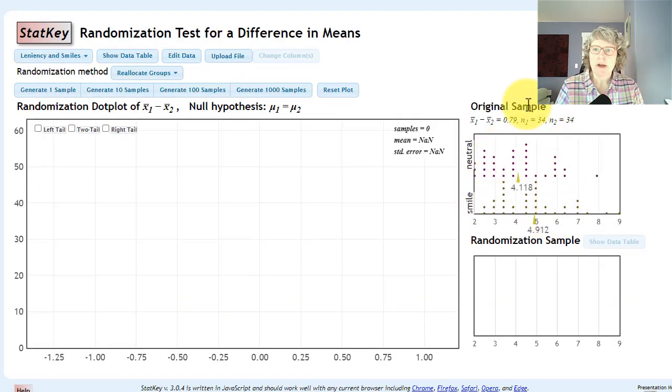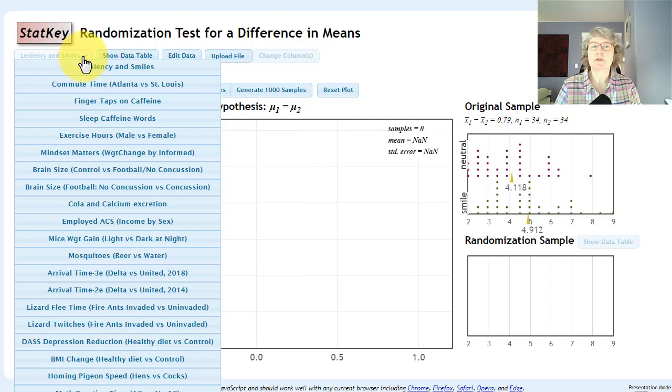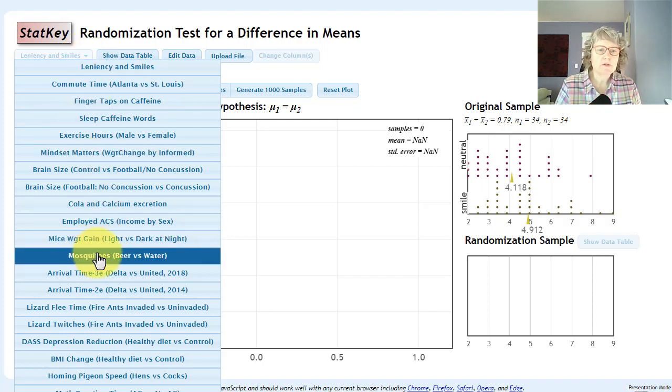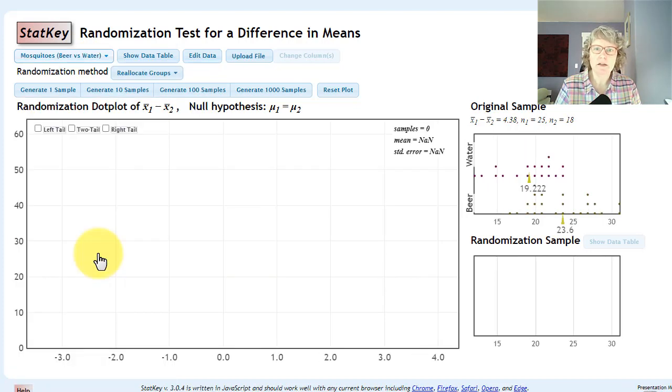And you see a little graph, kind of like we've seen before, of the original sample. And so we need to choose our data sets, okay? Or we could also input something. We do have the data here. We could input it. But this one is also in one of these data sets. So I'm going to look for mosquitoes, beer versus water. It's about halfway down. And click on that.